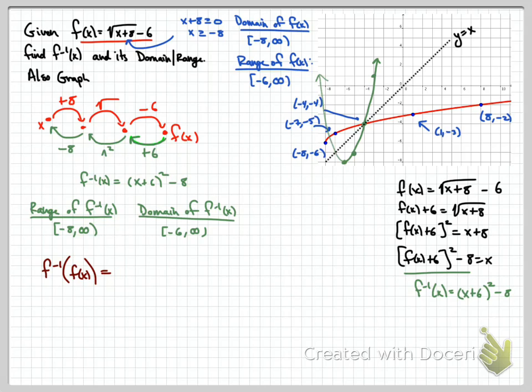Well, f inverse says I'm going to take my input, add 6 to that, square it, and subtract 8. So what is the input, though? Our input is going to be this entire equation up here. So we're going to have the square root of x plus 8 minus 6. All right, now that's our input. And f says, what do I do to this? Well, the first thing I'm going to do is add 6, then square that, and subtract 8.